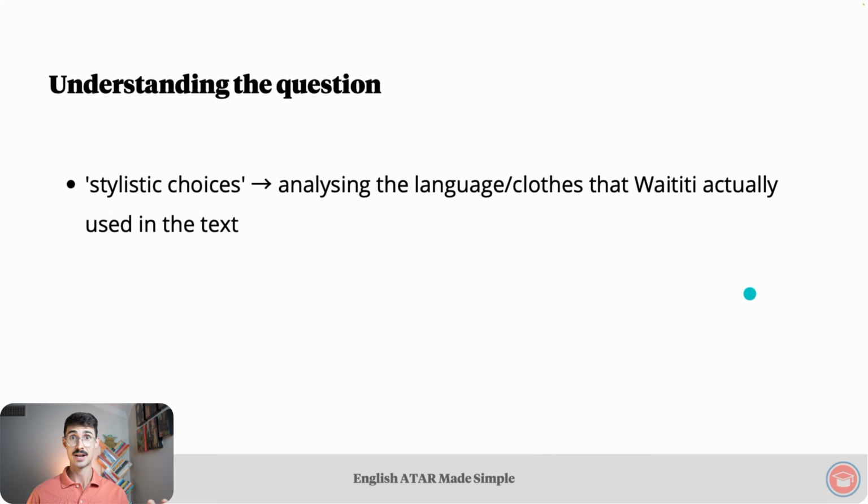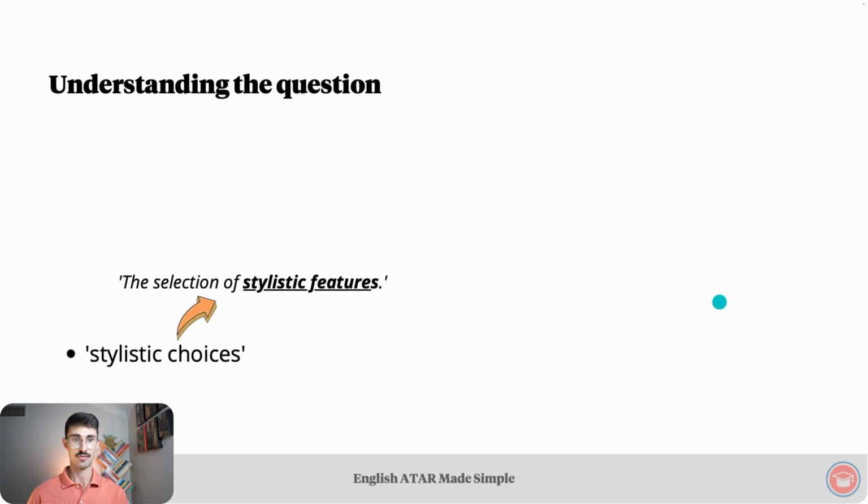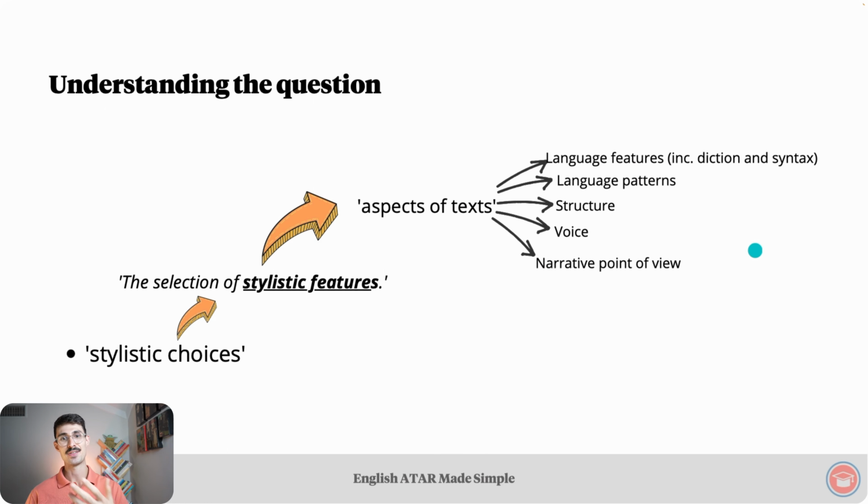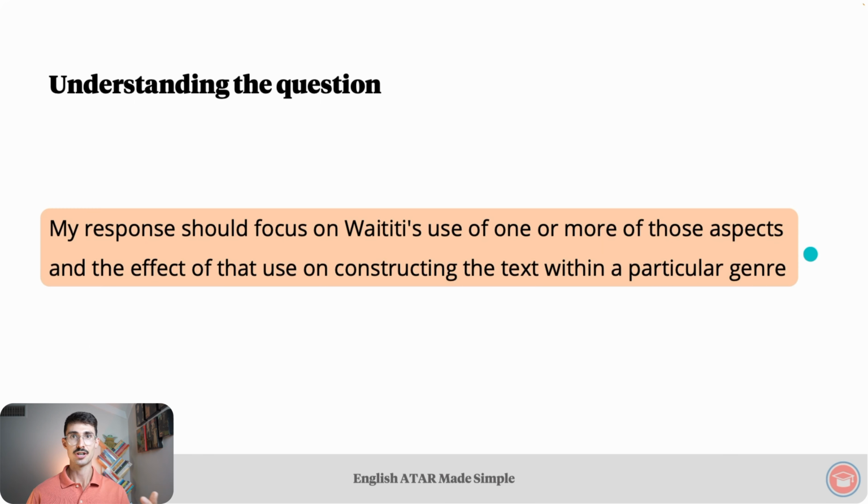And as we've seen throughout this lesson, stylistic choices refers to the selection of stylistic features, and stylistic features refers to aspects of text. If we take it one step further, those aspects of text are language patterns, language features, structure, voice, and narrative point of view. Ultimately, this means that my response should focus on Waititi's use of one or more of those aspects that we just saw, and then the effect of that use on constructing the text, Ragnarok, within a particular genre.